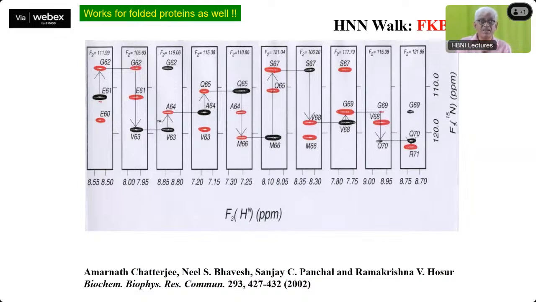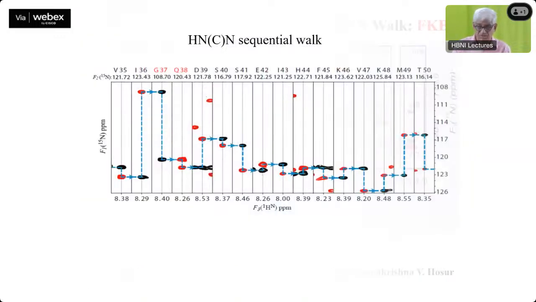Unlike in the previous cases, if you are not able to make a continuous walk, you cannot be sure of what you have done. But here, even if you make a break somewhere in between, you can still start from some other point in your polypeptide chain and continue. So there is no ambiguity with regard to the selection of the particular place in the spectrum. This was extremely useful. This was FKBP, and this was the sequential walk in the HNCN spectrum.